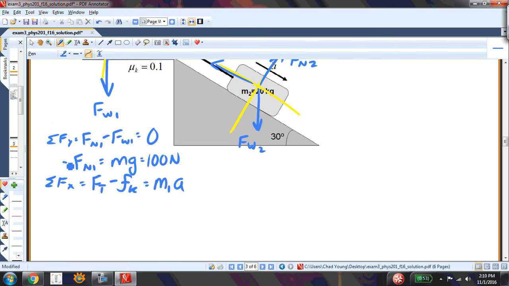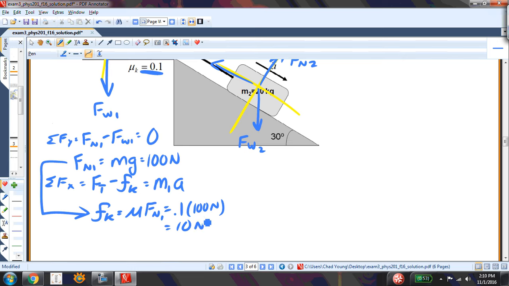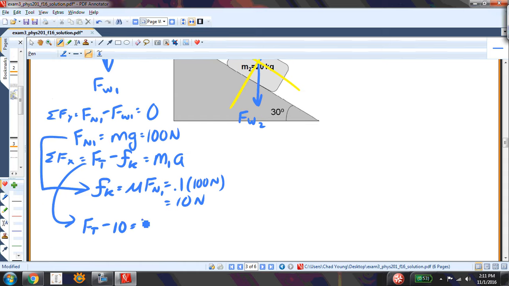Now, since I know my normal force, I can figure out what Fk is. Fk is equal to mu times my normal force. This is Fn1. Mu is 0.1, it's right here, times my normal force, which is 100 newtons. So that's equal to 10 newtons. So I can rewrite this equation as Ft minus 10 equals, what was m1? Equals 10 times a. So that's my first equation. Notice there are two unknowns in it, and I don't know what those unknowns are.